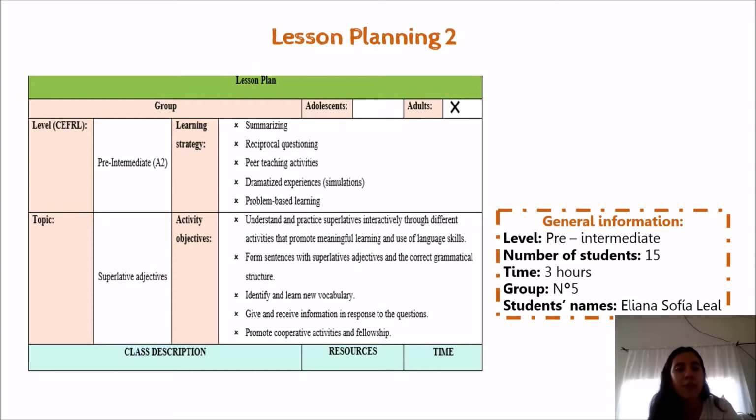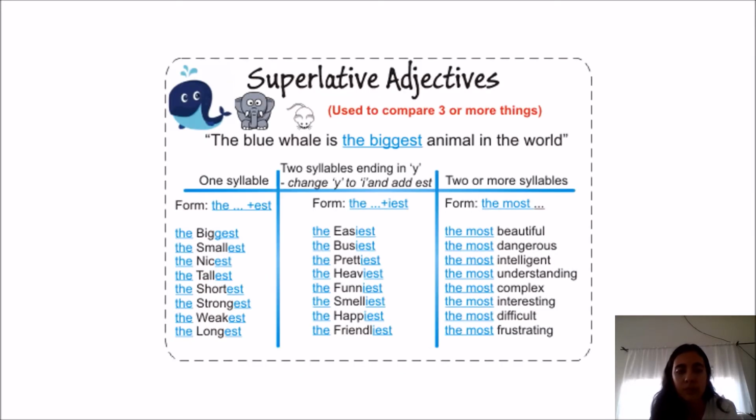skills. Form sentences with superlative adjectives and the correct grammatical structure, identify and learn new vocabulary, give and receive information in response to questions, and promote cooperative or collaborative activities and fellowship. Okay, the number of students here is 15, and the time is 3 hours.